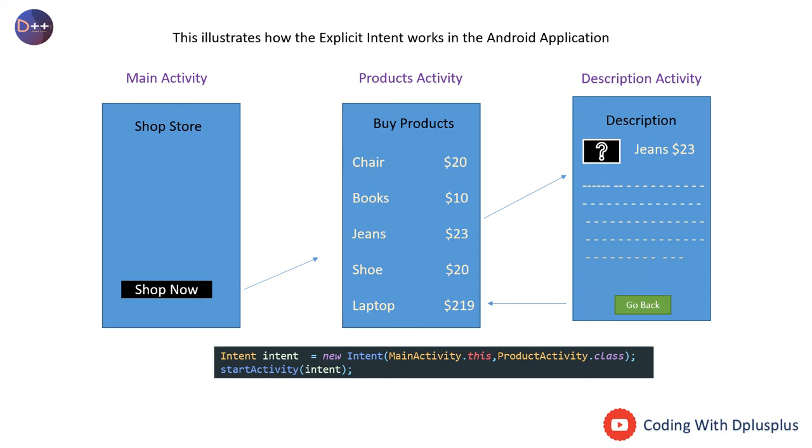Looking at the products activity, if the user clicks on any of the items, it's going to navigate the user to the description activity, and if the user clicks on the go back button, it's going to navigate the user back to the products activity. An example of that is what you can see in the code section on the screen.